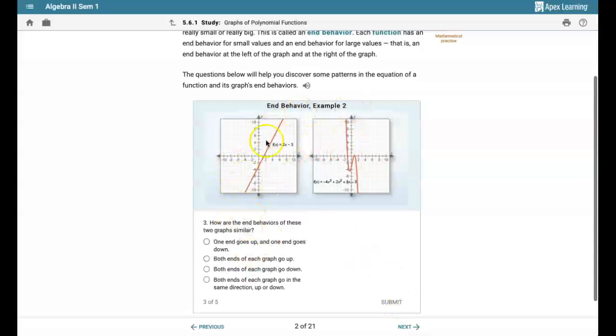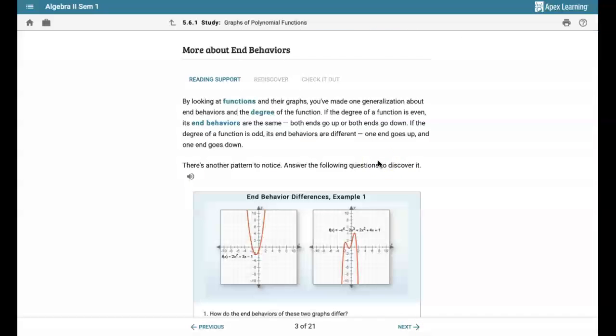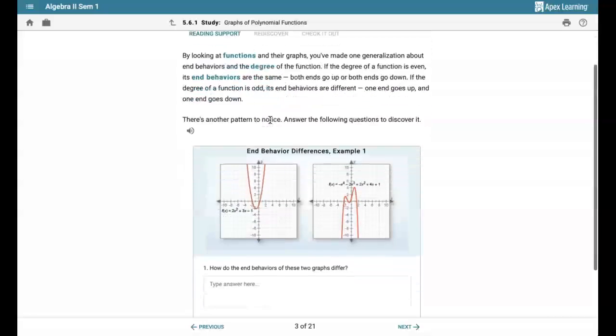All right, this guy here, one end goes up and one end goes down. Regardless, one's up, one's down. What's similar between these is this is an x and this is an x cubed. So the degrees are both odd. So the relationship is, if you've got an even degree, the end behavior will be the same. And if you have an odd degree, the end behavior will be opposite. By looking at functions, we can then generalize if it's going to be an odd or an even number.